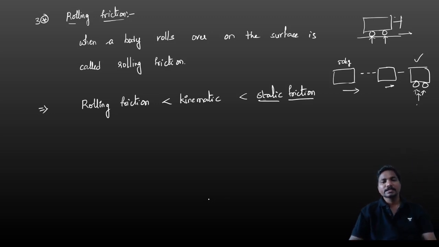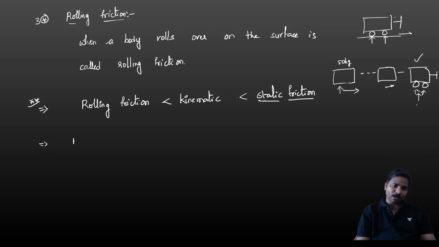Okay, all of you clear? This is a very important question. Which is the lowest friction? Rolling friction. Which is the highest friction? Static friction. Okay. So if you want, you can note down: a luggage bag having wheels is easier to drag than without wheels.